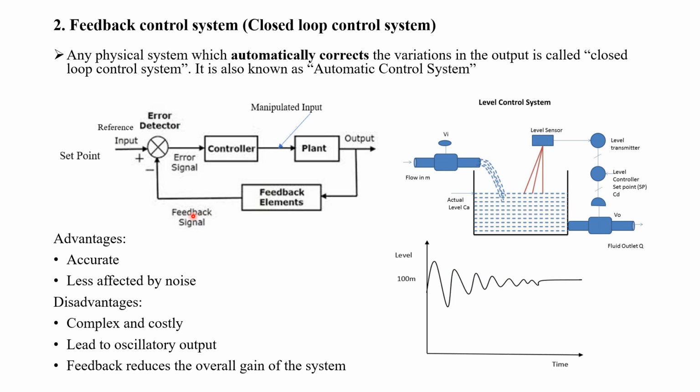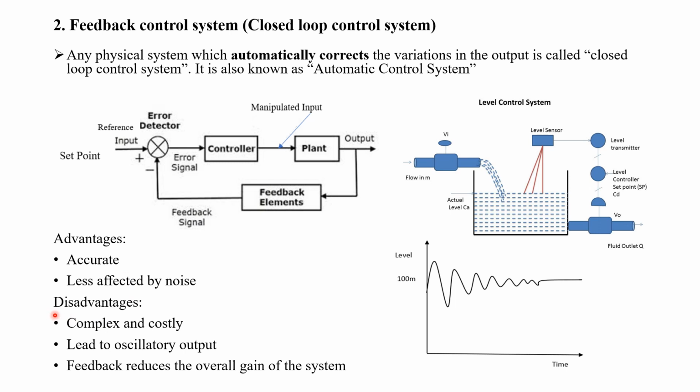Now the advantages of this feedback control system or closed loop control system. When we are considering a closed loop control system, it will be accurate. That is, even though there is a reduction or an increase in the tank level, the system itself automatically corrects that output signal, and it will reach the accurate value. It is less affected by noise compared to the open loop control system. This closed loop control system will be less affected by noise. Suppose it is affected, then the system itself corrects that error value.